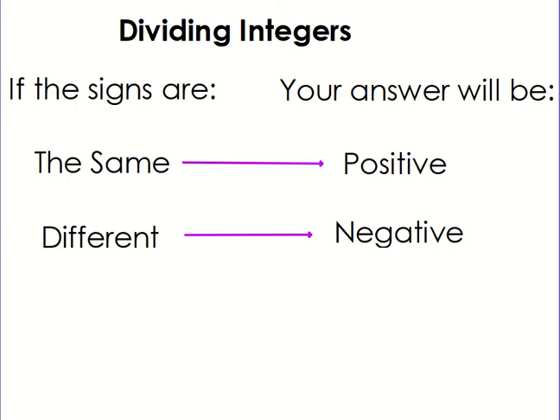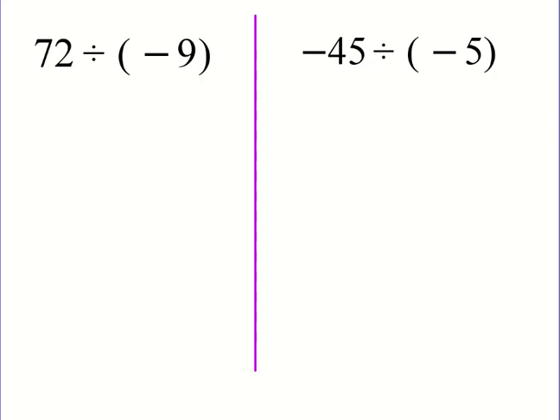What's really nice with dividing integers is that they have the same rule as multiplying integers. Just like yesterday, if the signs are the same, the answer is positive. If the signs are different, it is negative. We don't actually have to learn a new rule today. They are the same as multiplying integers. We just have to remember to divide.